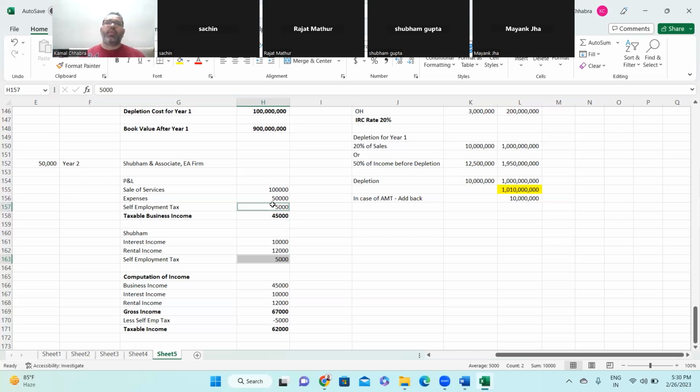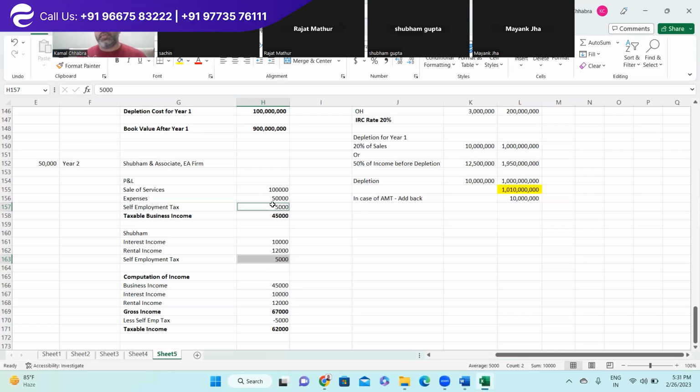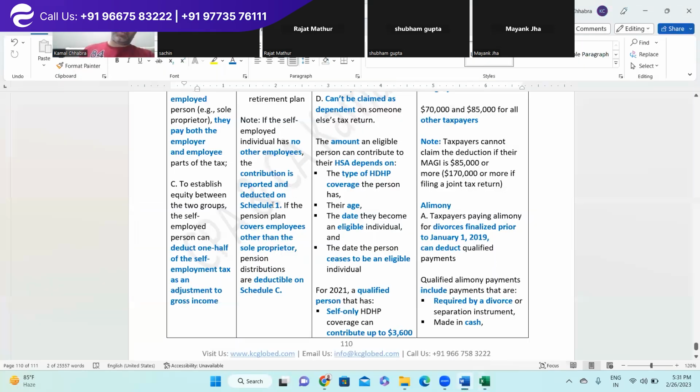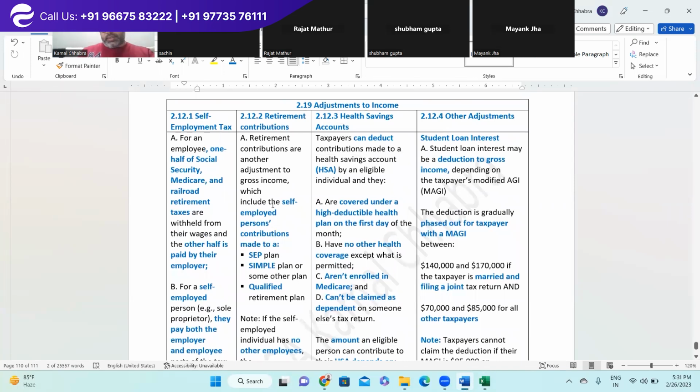So this $10,000 will go to the social security and Medicare benefit of Shubham, which he will be eligible to take after retirement, or after 59.5 years of age, which we studied during IRA also, right? So this is about self-employment taxes. How much deduction is available? 50% of the total self-employment tax, or you can say your own contribution of the self-employment tax.